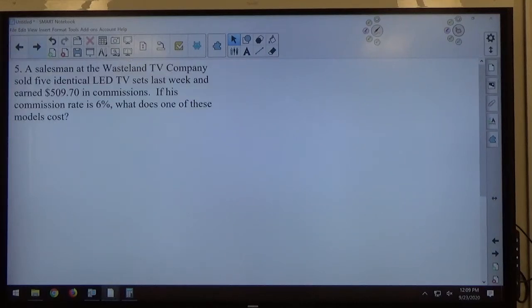Awesome. Number 5. A salesman at the Wasteland TV company sold 5 identical LED TV sets last week and earned $509.70 in commissions. If his commission rate is 6%, what does one of these models cost? And again, we've talked about commission in this chapter. Commission is if you work for a company and you sell some of the company's product, which gets the company lots of money, the company gives you a little chunk of it. That's your commission. This guy's getting 6% commission. He's getting $6 for every $100 he sells. That's what commission is. Every $100 he sells for the company, he gets $6 of it. That's what a 6% commission is.